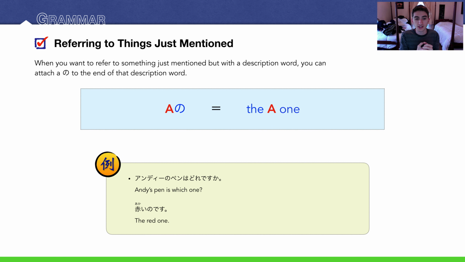You could also say, akai pen desu, sono akai pen desu. You could also say, sono akai no desu. Okay? Kuroi no wa watashi no desu. That black one over there is mine. Black one, kuroi no. Okay, akai no, red one. Midori no, the green one.